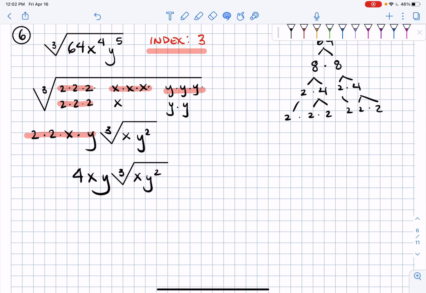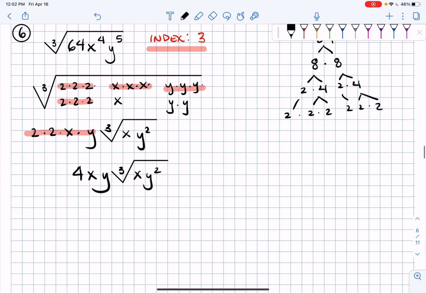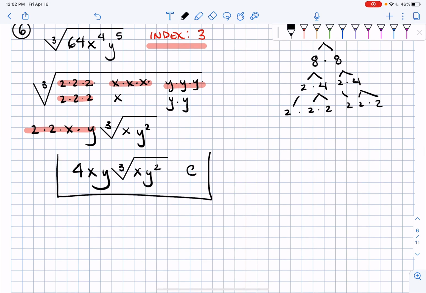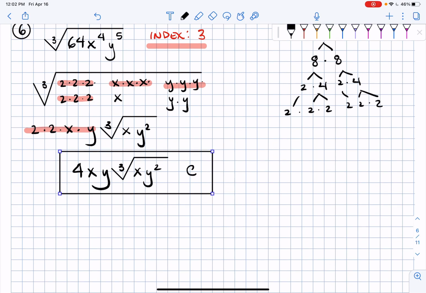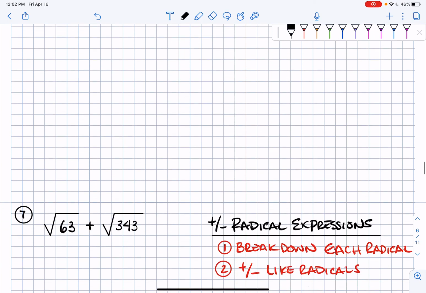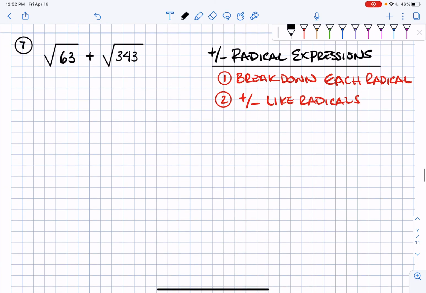And that is choice C. There we go. All right. Number 7. Number 7. Okay, so I'm adding radical expressions now. So what I got to do is I got to break down the 63 and break down the 343.